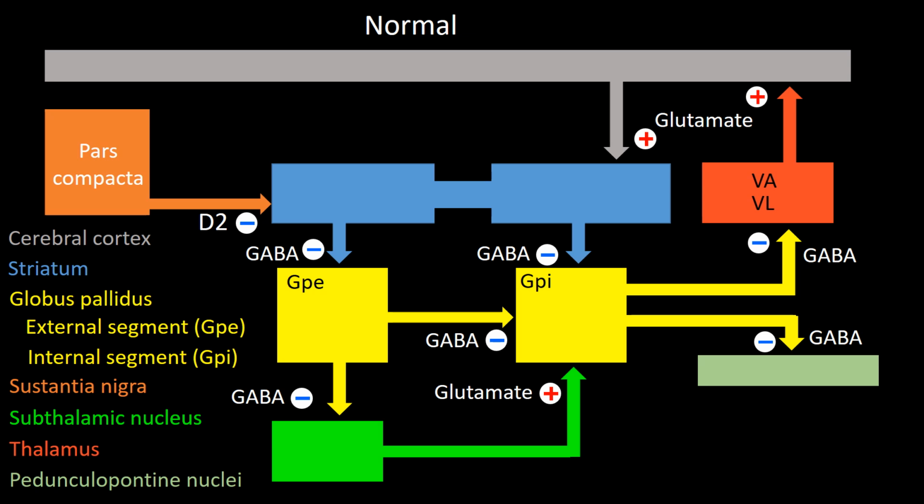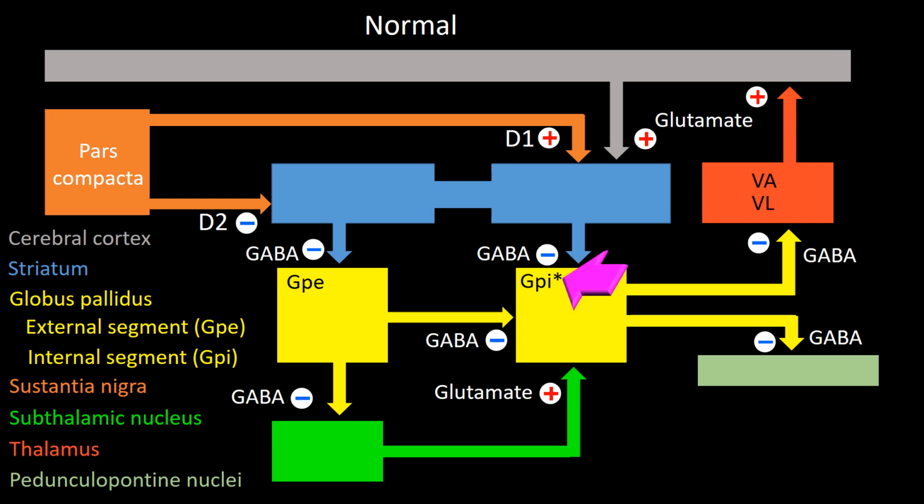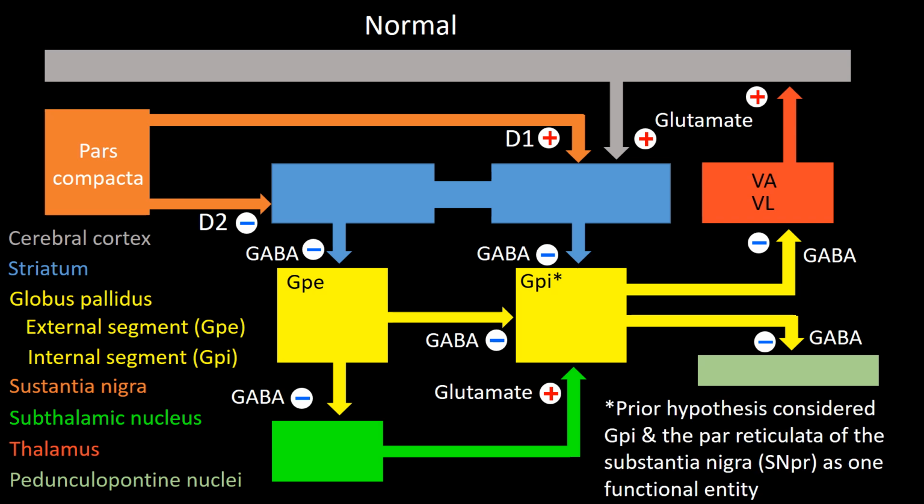The 11th connection goes also from the pars compacta of the substantia nigra to the striatum. This is an excitatory connection mediated by dopamine 1. It is important to notice this little asterisk I have just added, because a prior hypothesis to explain Parkinson's disease considered the internal segment of the globus pallidus and pars reticulata of the substantia nigra as one functional entity. And if you do not know this, you may get confused when you read older versions.